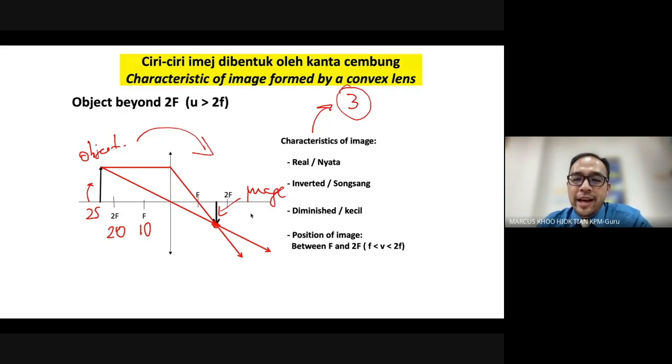One of the panel experts here asked, what's the opposite of real? Opposite of real image is fake image, is it? No. The opposite of real image is a virtual image, which we'll talk about in a little while.